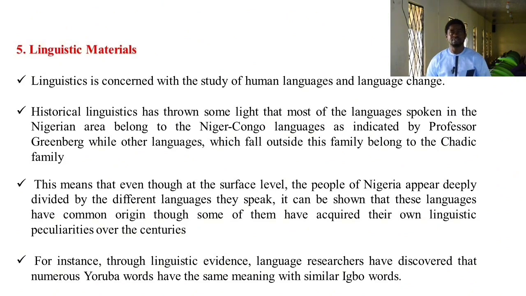Point number 5, we are still talking about the sources from which history derives its information. The number 5 is linguistics material, and linguistics is concerned with the study of human languages and language change. Linguistic material has been able to tell historians that the people of Nigeria were once one people. They separated about 10,000 years ago, and they have now developed their different languages. For instance, through linguistic evidence, language researchers have discovered that numerous Yoruba words have the same meaning with Igbo words.